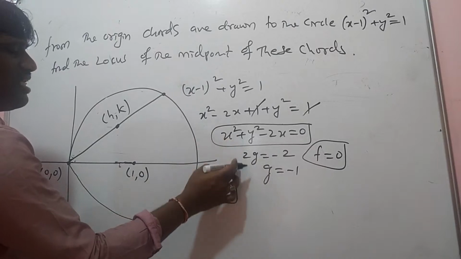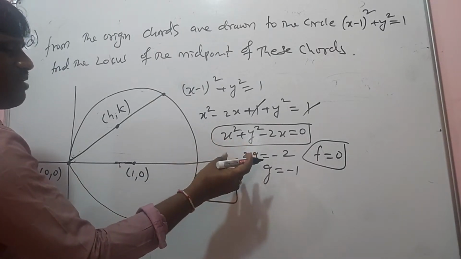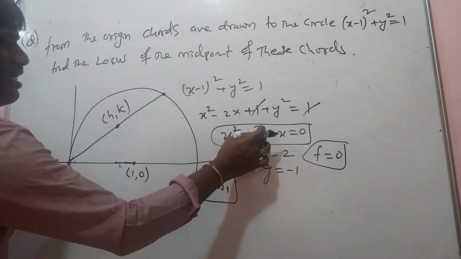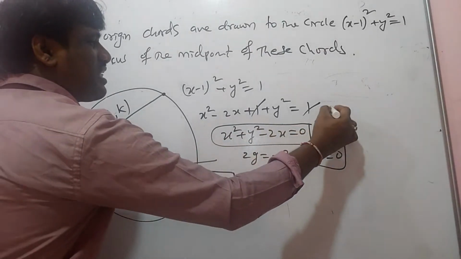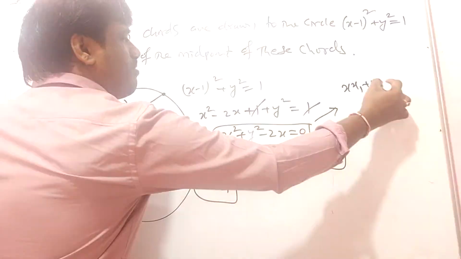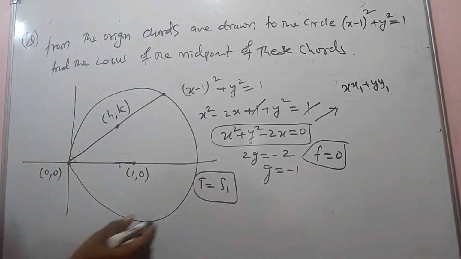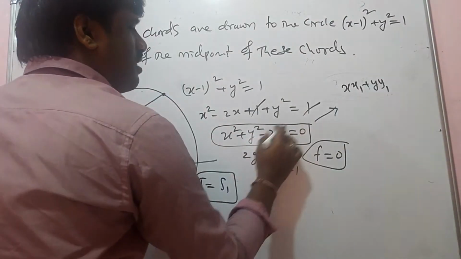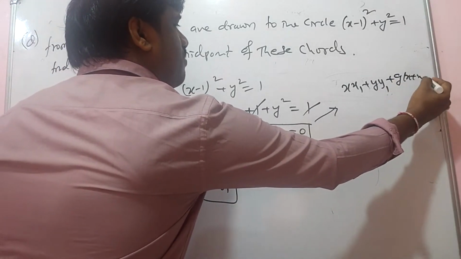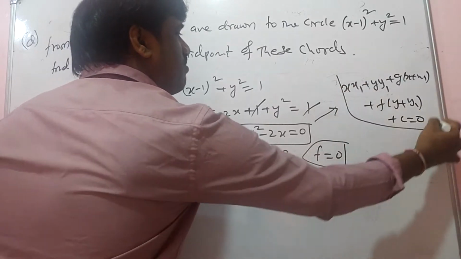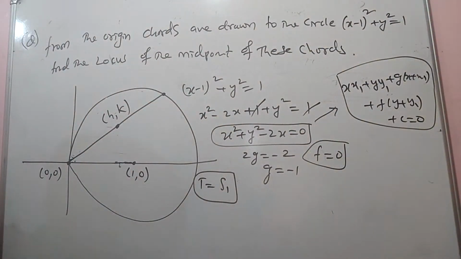See here, you have to know the tangent equation. The tangent equation is x x1 plus y y1 plus, and this is the formula. So T is equal to, just apply that one. What is the tangent equation? x x1 plus y y1 is equal to a square. This is the formula we have. Here we can use g into x plus x1 plus f into y plus y1 plus c is equal to 0. This is the equation of the tangent formula.